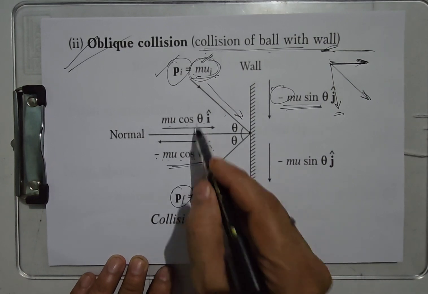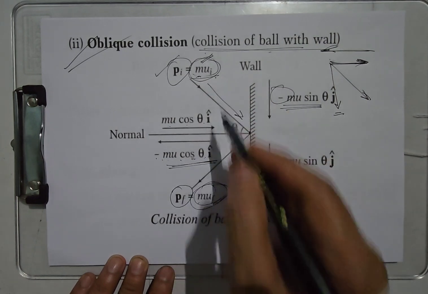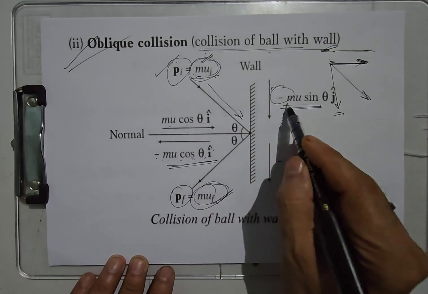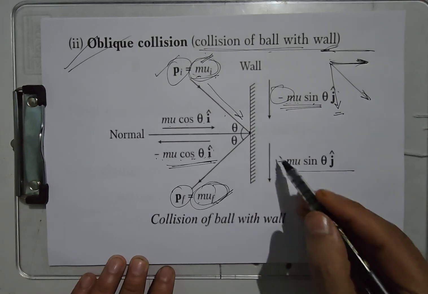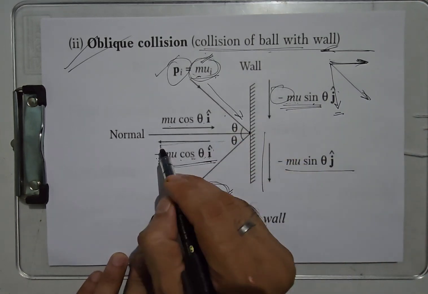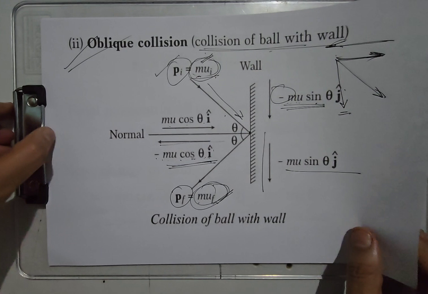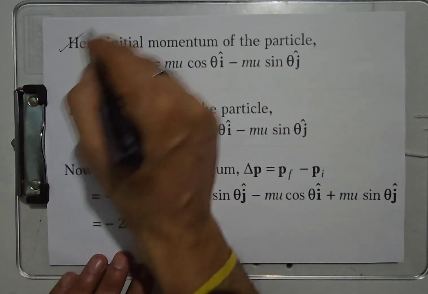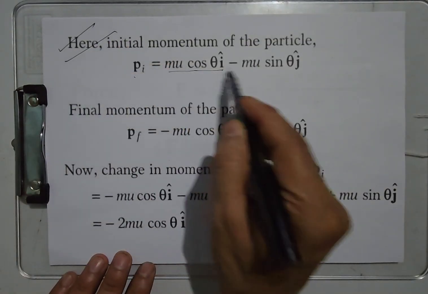So there are two different components of this velocity. As we can see here, one is minus m u sine theta into j. This is the y direction velocity and this is the x direction velocity. So this is the collision of a ball with a wall. What we can infer here is that pi is equal to m u cos theta i minus m u sine theta j. See this one, let me show you again.